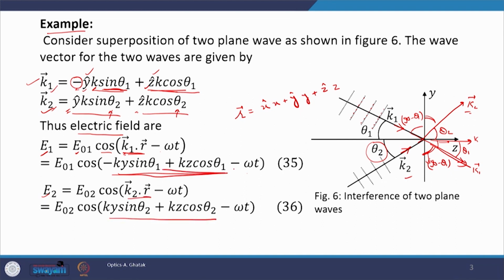Now, therefore, we have the expression for the electric field of both the waves as E1 and E2, which are given by equations 35 and 36 respectively. Once the expressions for the electric fields are known, then to get the resultant expression, what we will have to do is just sum them up.